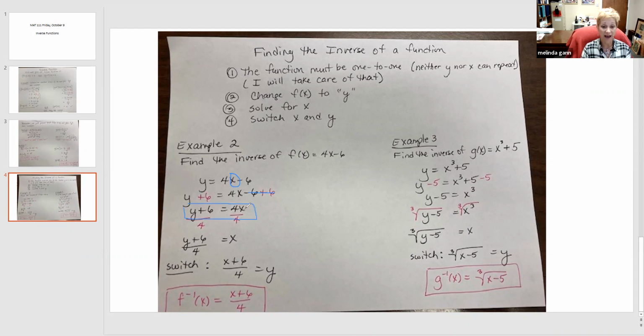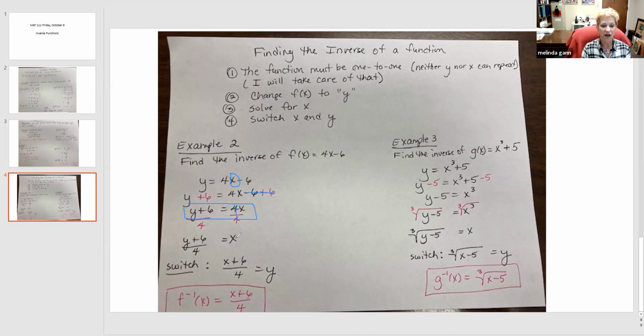But I wanted just x, so to get rid of that 4, I divided by 4 here, so I have to divide by 4 there. Now those 4's go out and just leave you x. So I've got x equals y plus 6 over 4. So this is what I mean by step 3 when I say solve for x.